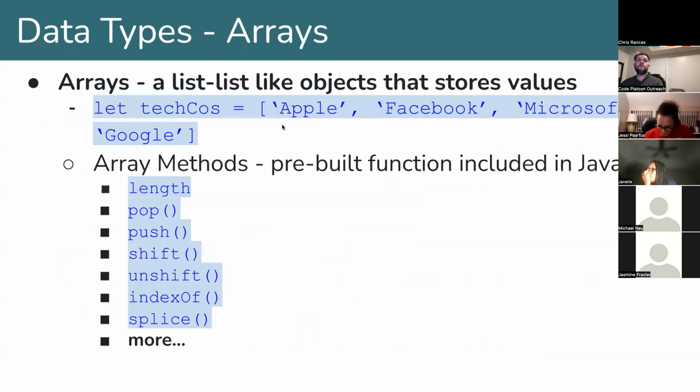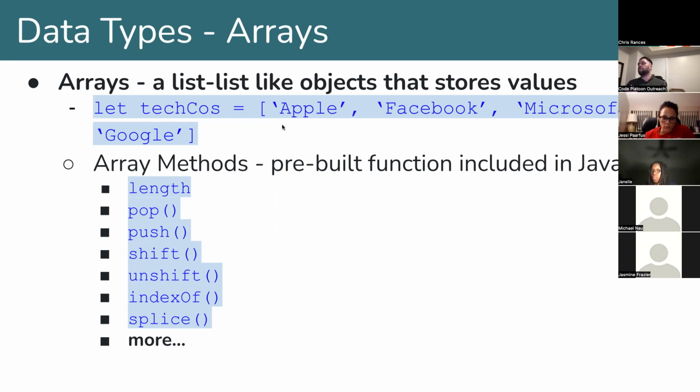Right. So next is arrays. Now we're getting a little bit more complicated. Arrays basically hold list-like objects that store values. So a little typo to clean up. We see let tech companies equal Apple, Facebook, Microsoft, and Google. Being a little more specific, does someone want to take a stab at what this is an array of? Tech companies. It is tech companies, but what are those values? Are they strings? These are string values. Yep, they're string values.